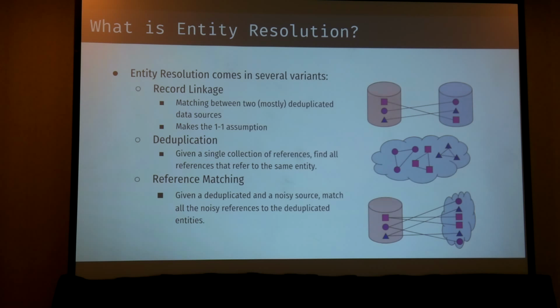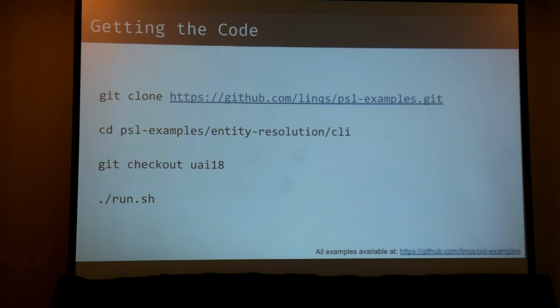Then we have deduplication, where you have a big cloud of all these references, and we're trying to figure out, in this abstract space, which references refer to the same entity. And then the final one, kind of a match of the two, reference matching, where we have both a deduplicated data source and some sort of rough data source, and we want to match everyone in the rough or noisy data source back to our key reference. So in general, it looks like that. PSL example, same repositories, use the entity resolution directory.